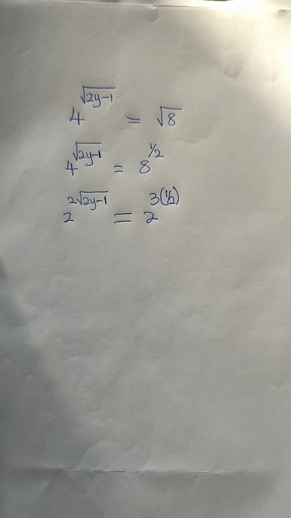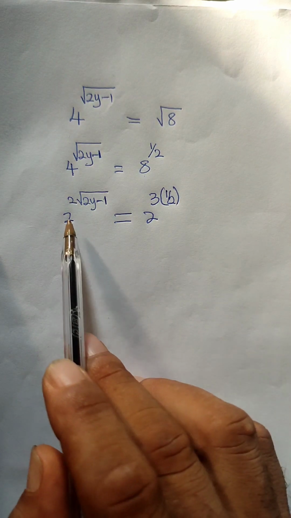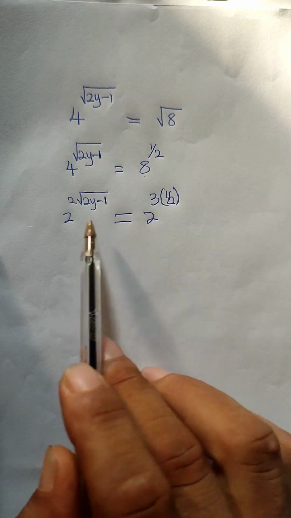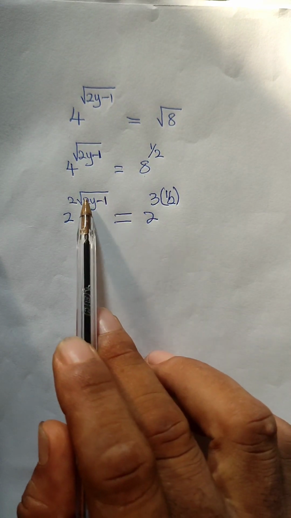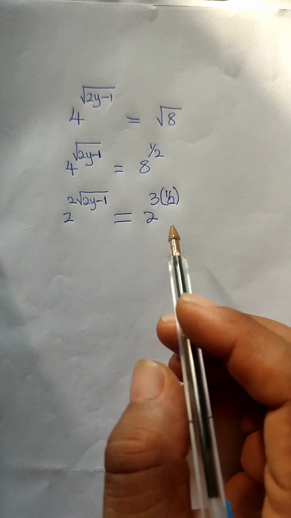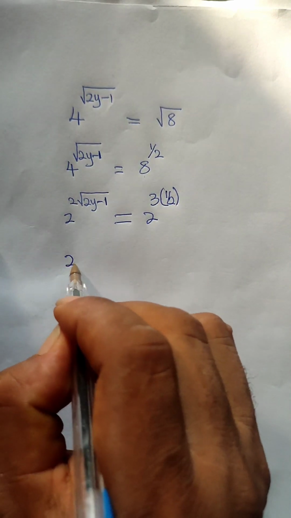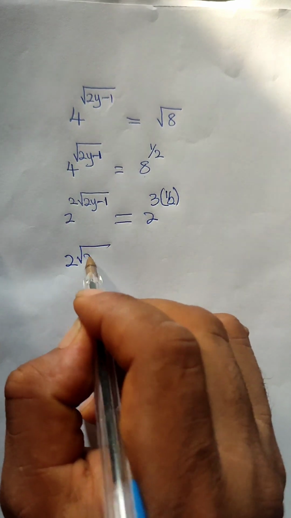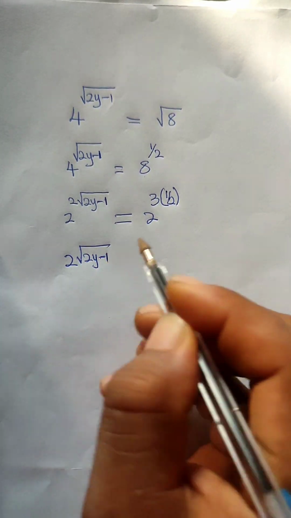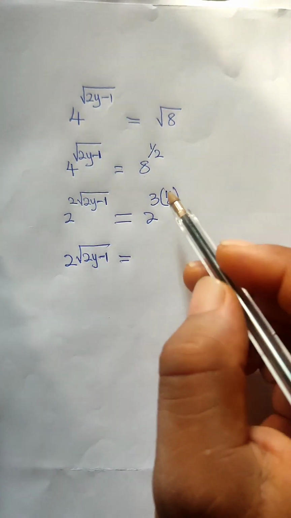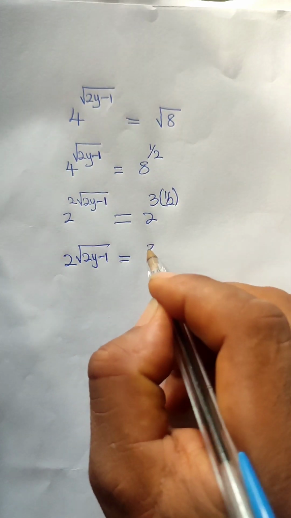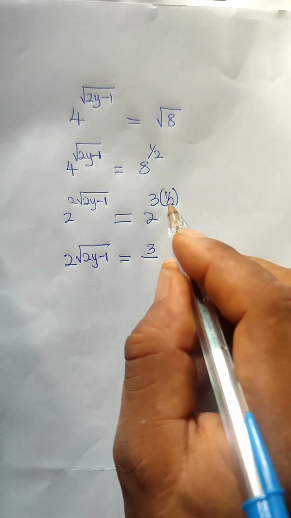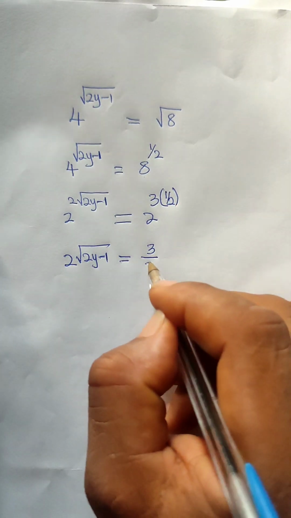So at this point, according to the laws of exponential equation, whenever we have the same base on both sides of the equation, we can eliminate the base and equate the power. So let's equate the powers. We have 2 root 2y minus 1 equals, let's open up this bracket. 3 will multiply 1 to give us 3. And since 2 is the denominator, let's bring it down.